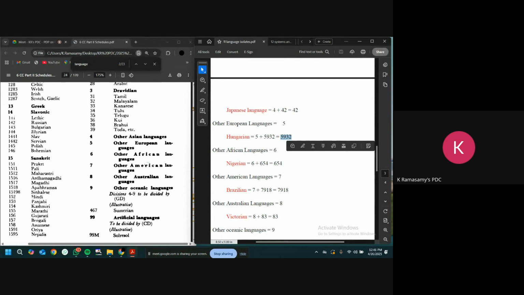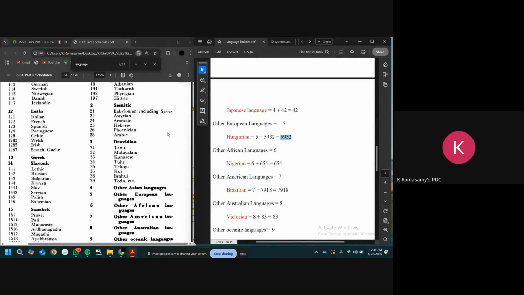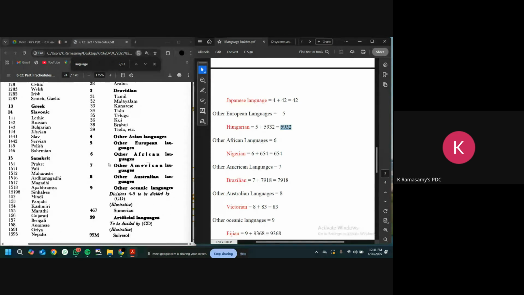So this way, you can either use the languages listed here, or you can construct any language just by taking the space isolate number from the space isolates, removing the first digit and attaching it to the respective continent. It's a very simple, super way of creating language numbers in colon classification. That's how languages work here.